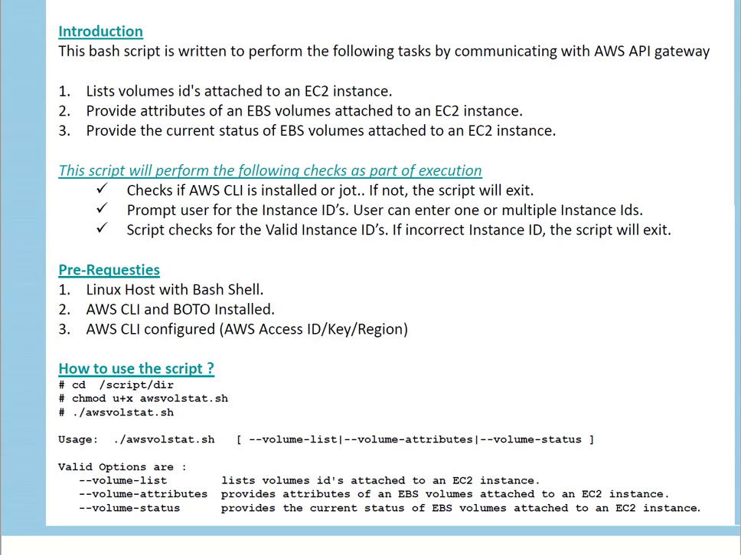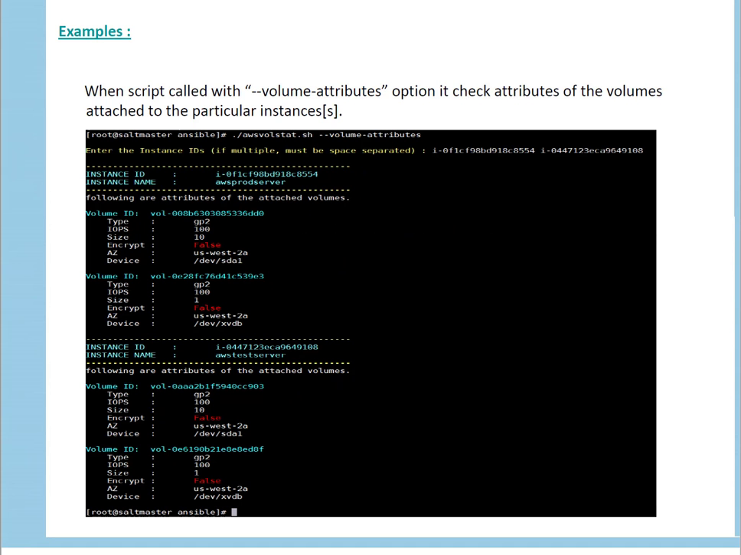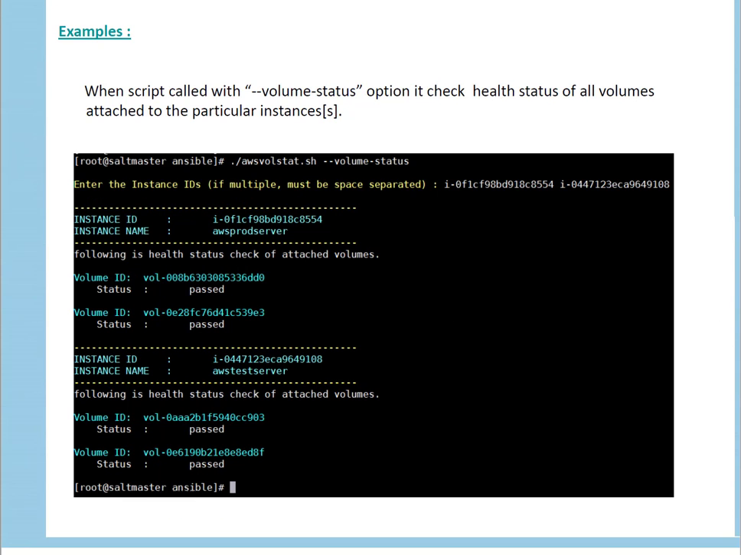I will give you more demo or practical things in the technical session, and I will explain this script, how it works. When you run the script with volume list, it lists all the volumes. You can see on screen. This is the demo. When you run the script with volume attribute, it gives you attributes of the volumes. When you run it with volume status, it gives you a health check of the volume. Status passed, and this is a volume ID. So let me quickly take you through the script and tell what the script is actually doing.